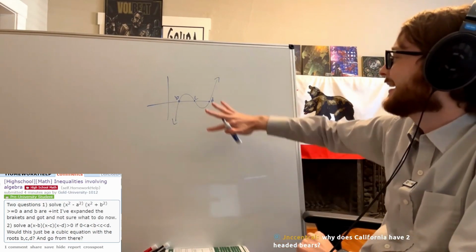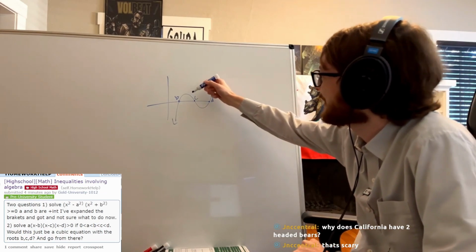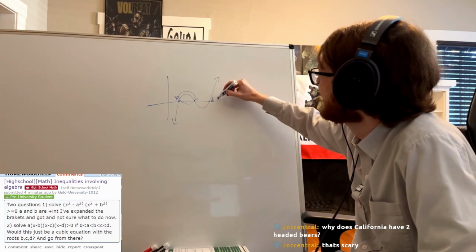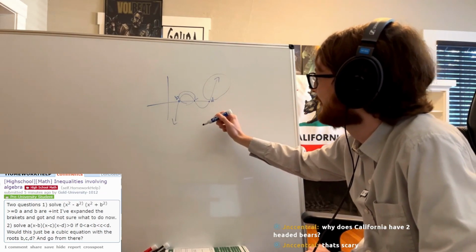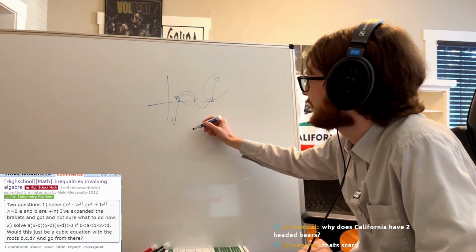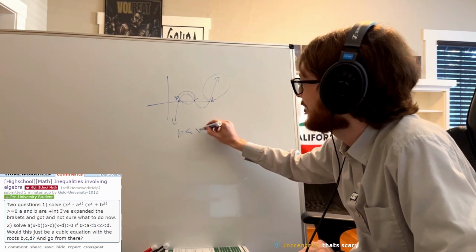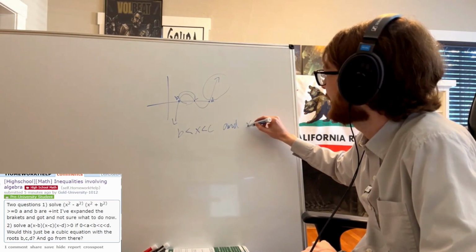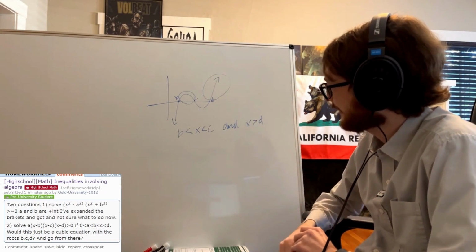Okay. For any cubic with 3 distinct roots like this, the two parts of the graph that are greater than 0 are this right here between B and C, and this here when we're greater than D. So the solution is B is less than X is less than C, and X greater than D. I think it's as simple as that.